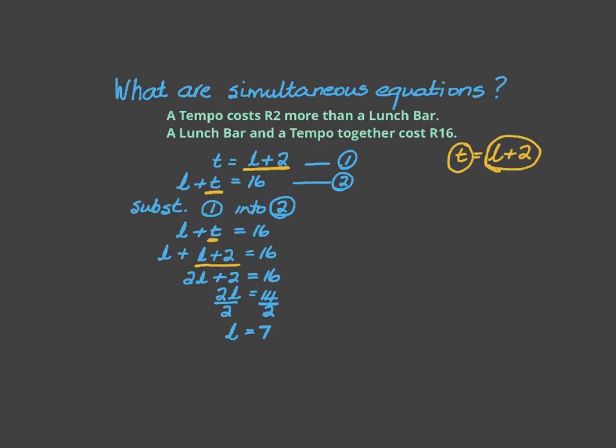So what I'm going to do is I'm going to say now I am substituting. So I'm going to substitute 7 for L in equation 1. And so I'll have equation 1 is t is equal to L plus 2. And so now it's t is equal to, instead of writing L, I am going to put 7. So it's 7 plus 2. And so I get t is equal to 9, which is what I'd already worked out in my head.